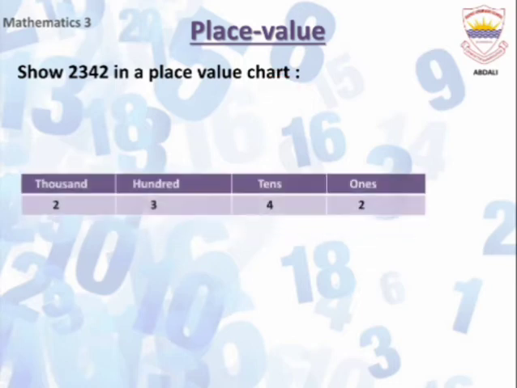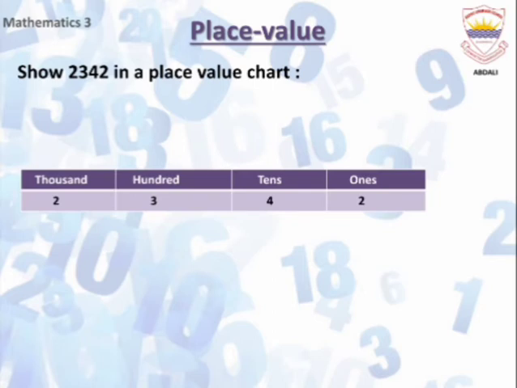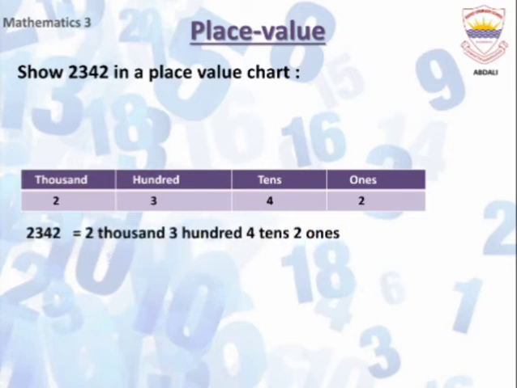Here our place value chart is shown. Do you know how many places we will discuss? We will discuss 4 places, which are ones, tens, hundreds, thousands. We read 2, 3, 4, 2 as: 2 is right under 1000. We read it as 2000.